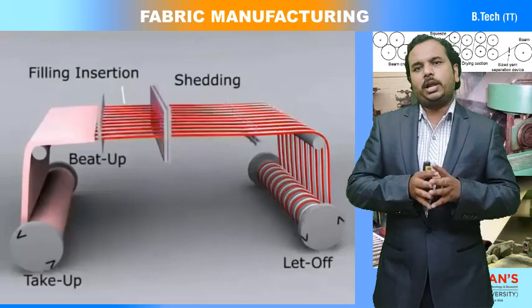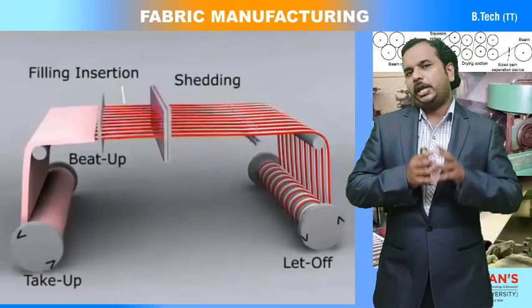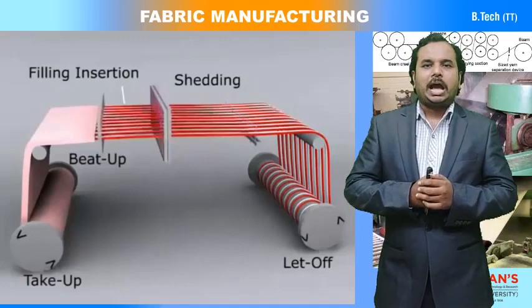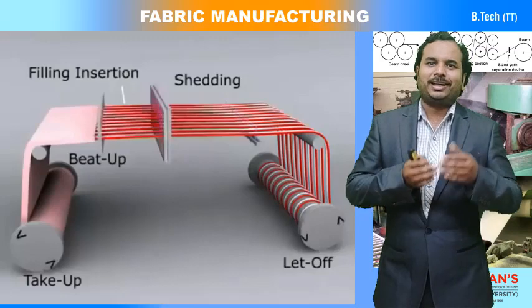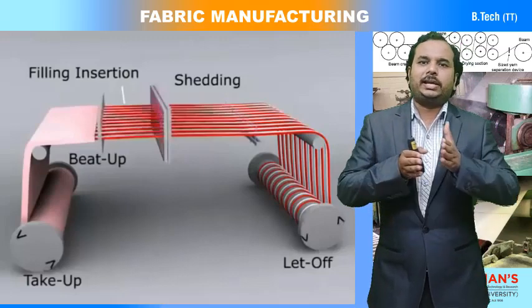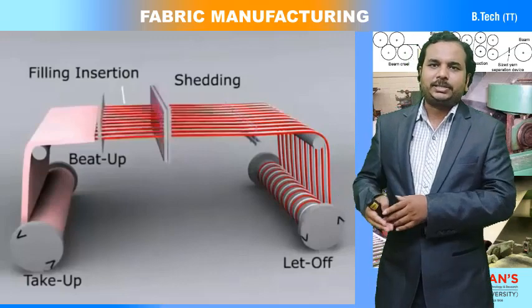So this is the overall picture of how the fabric is going to be formed. So there is a warp. So we have a warp preparation process. After the warp preparation process, that is winding, warping, then sizing, the sized beam is going to be kept at the back side.